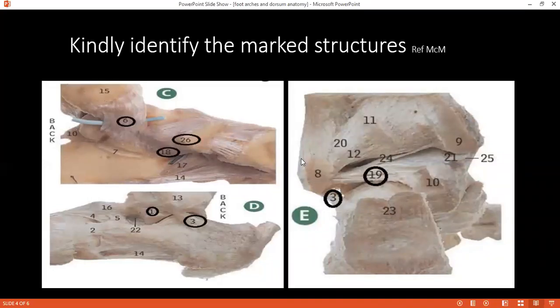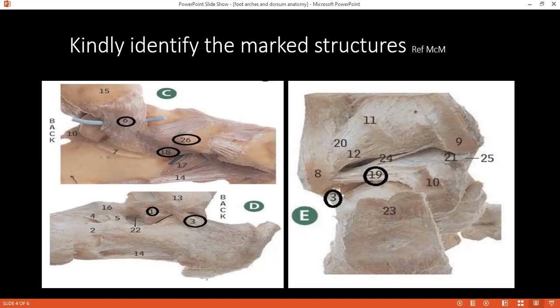Can you look at the diagram C, D, and E and identify the circled structures, please? So 6 is the deltoid ligament, 18 is the spring ligament. And how is the deltoid ligament formed? It has 4 parts. It is formed by the anterior talotibial, posterior talotibial, and then calcaneotibial and the navicular tibial ligaments.